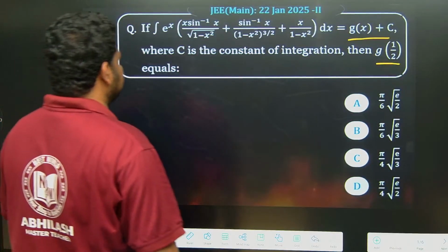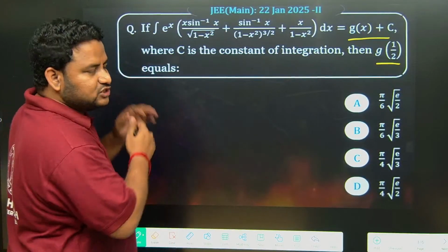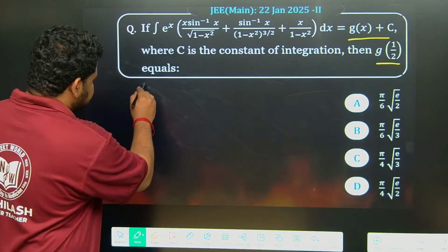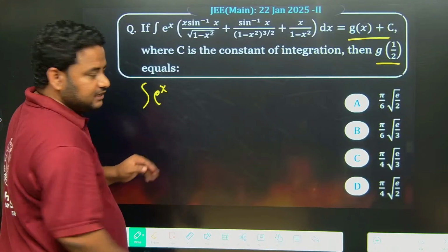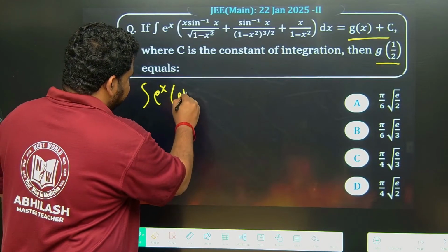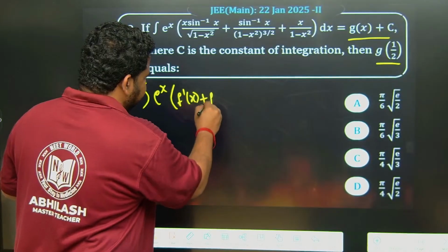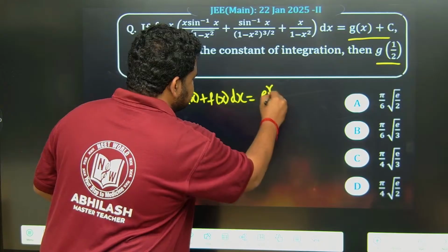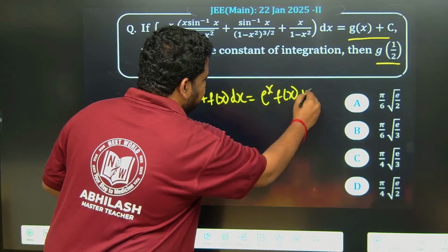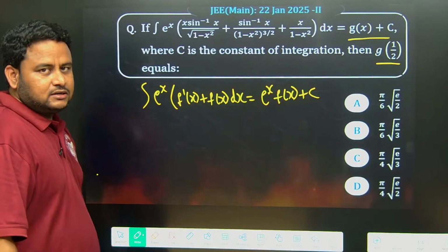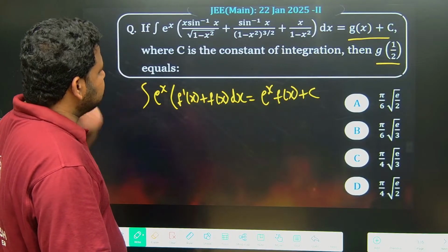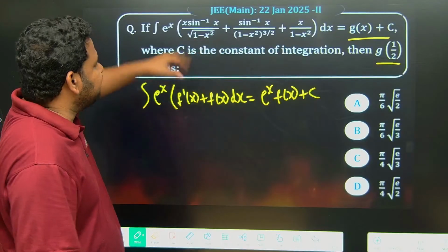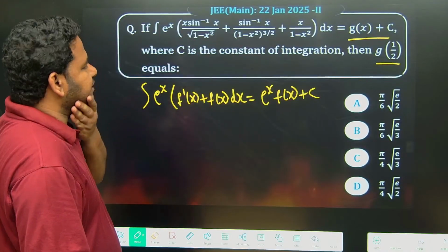So in this question, instead of solving directly, what I can see here is, first of all, if they give e power x, I will think of this special integral: the integral of e power x into f of x plus f dash of x dx is equal to e power x f of x plus c. Now my doubt is which one I should take as f of x. Here f dash of x is also there, f of x is also there.